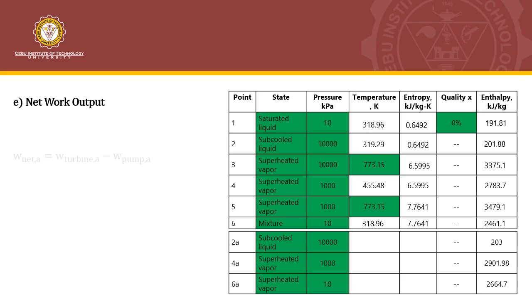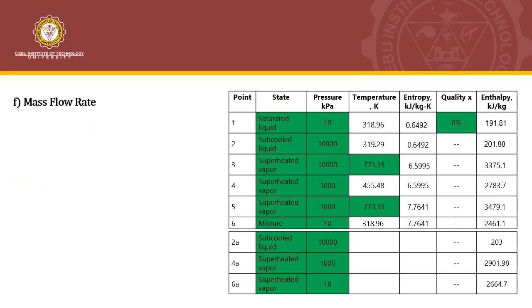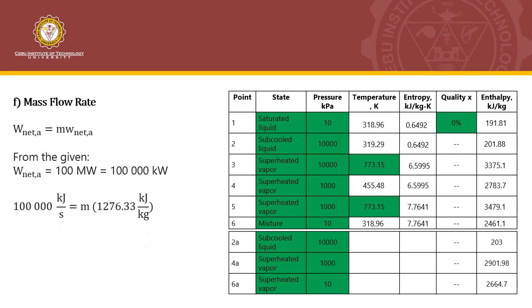For the net work output, that is simply the difference between the actual turbine work output and the actual pump work input. So the net work output is 1276.33 kilojoules per kilogram. For the mass flow rate, we will just use the same formula as before, but we will substitute the value of the actual net work output. So the mass flow rate is 78.35 kilograms per second.